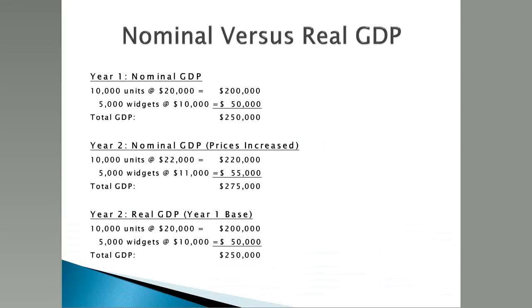Here's an example of nominal versus real GDP. Note that in year 2 we did not increase production, and yet GDP increased. This is due to an increase in price, not an increase in production or output. Consequently, our GDP is overstated. To compensate, we will calculate GDP using year 1 as our base year. Since we did not have any increases in production, our real GDP is unchanged.